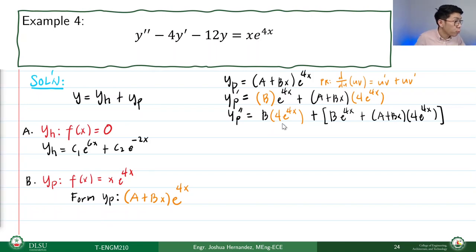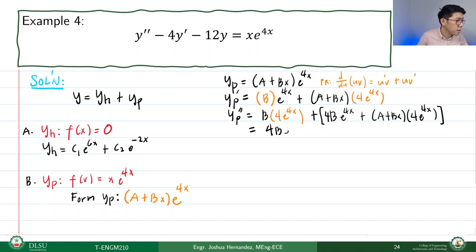I actually forgot 4 here. So this should be 4b. Yeah. And so, expanding our equation, this will give us, rearranging lang, no? And organizing 4b e raised to 4x plus, we have 4b e raised to 4x plus quantity a plus bx. This will give us 4a e raised to 4x, and finally 4bx e raised to 4x.